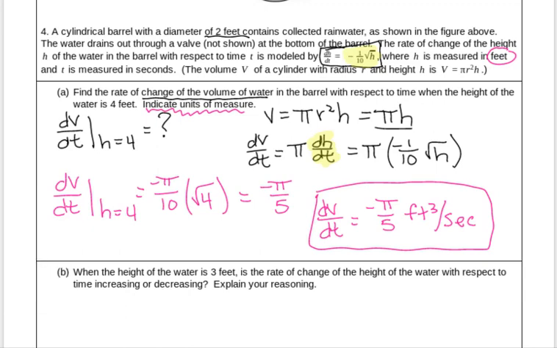This question was worth 2 points overall. It was 1 point for figuring out dV/dt is equal to pi times dh/dt, and then 1 point for your answer with your units.